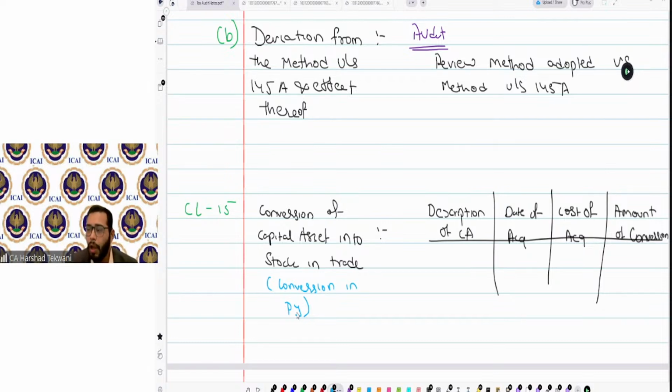Now the clause doesn't require the details regarding the taxability of the conversion. I am not discussing the taxability here; I'm just discussing the details of the conversion. We are not required to disclose any taxability of the capital gains or business income arising from the deemed transfer. So, no taxability is discussed over here.